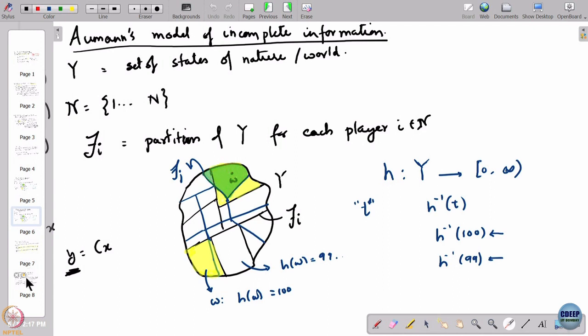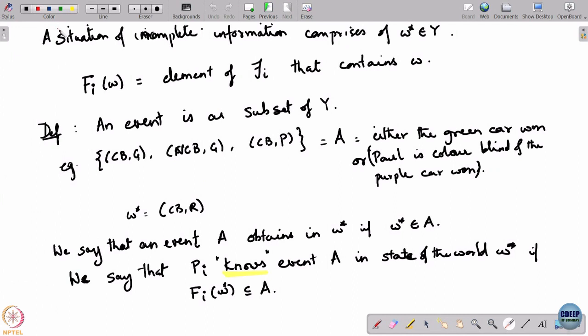So, what we know, since a player knows that actually one of that element has occurred, but not which one, if that entire element is a subset of A, then we say that player knows A. Okay, so what he knows is therefore that certainly one of these has occurred, and therefore from there he knows that at least one of the elements in A has occurred. Okay, and therefore he knows A. So phi i of omega, remember, is the element of the partition that contains omega. Okay, so remember this definition as well.